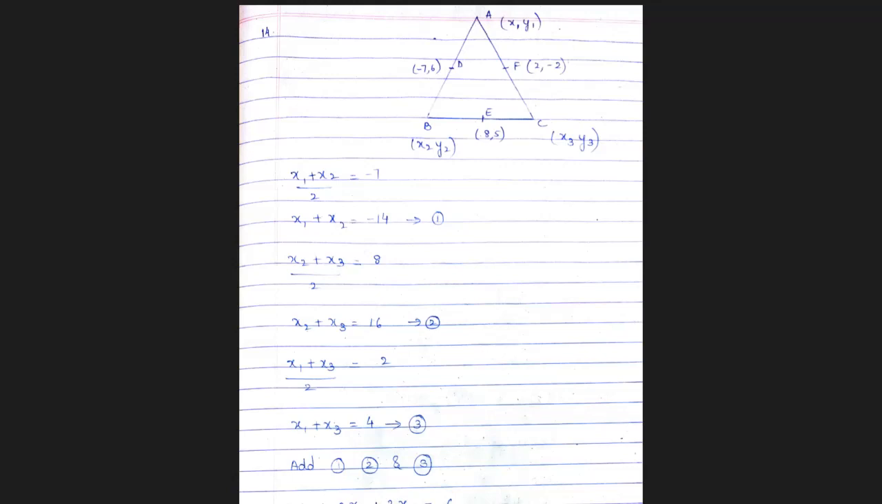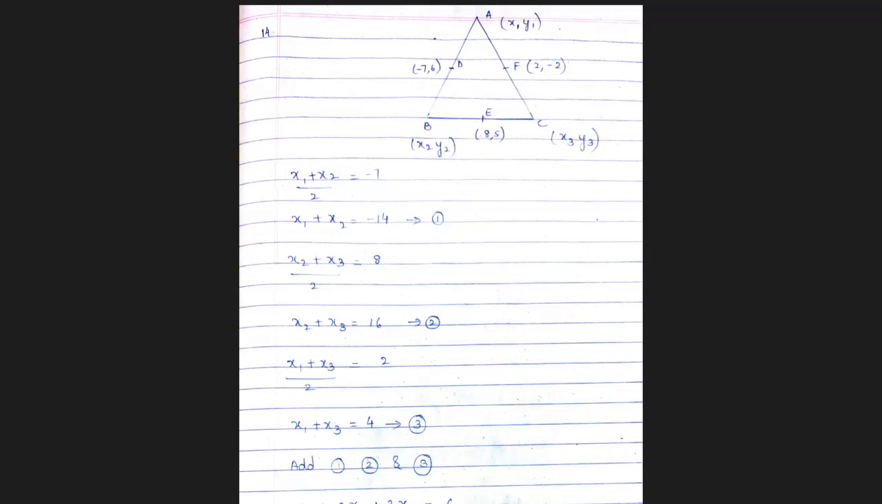This, if you remember children, we have done it in the second exercise. Now, we don't know x1, x2, x3, neither y1, y2, y3. But we know the midpoints D, E, F. So using this, your aim is to find out the coordinates A, B and C. So how do we do it? We know x1 plus x2 upon 2 equal to -7. Right? That is the midpoint formula. So by cross multiplication, what do I get? x1 plus x2 equal to -14.